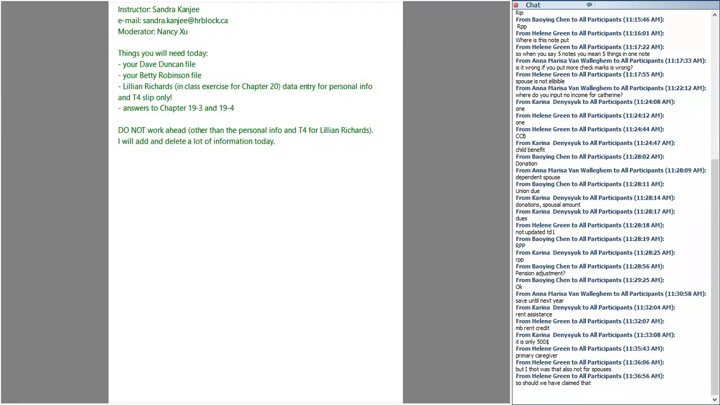Just a quick reminder here, we are going to be using a couple of files. So make sure you have your Dave Duncan file. We're going to open that one first. We're going to do the Betty Robinson file as an example, and then Lillian Richards. So I hope everyone got the email that I sent out suggesting that you get your Lillian Richards file started. That's going to save us time on our data entry.